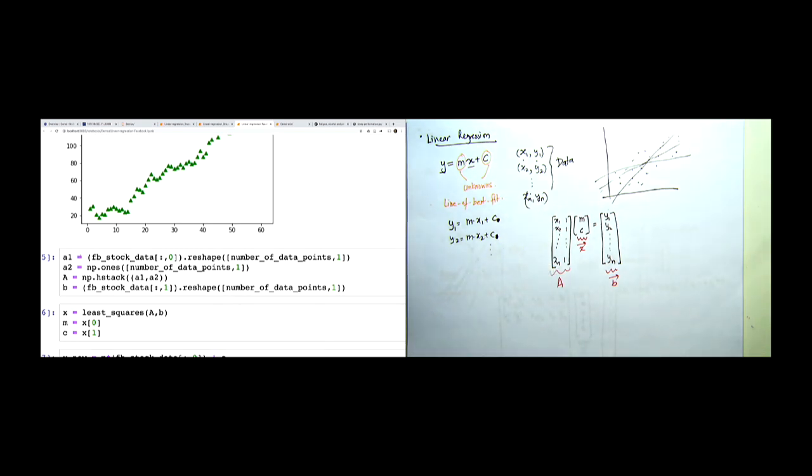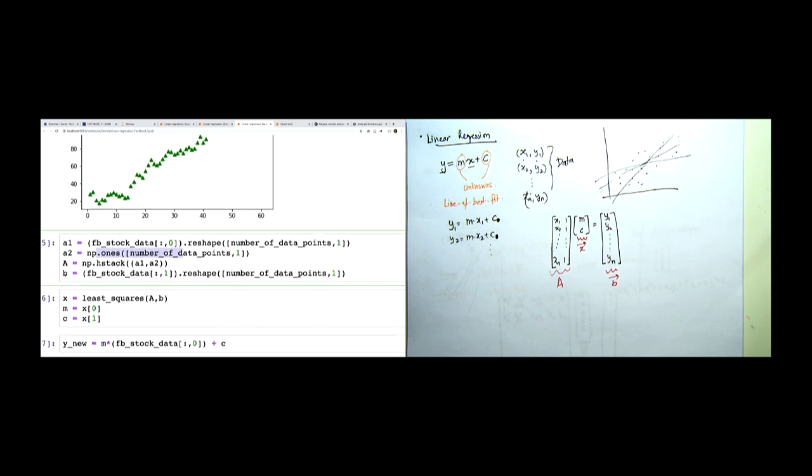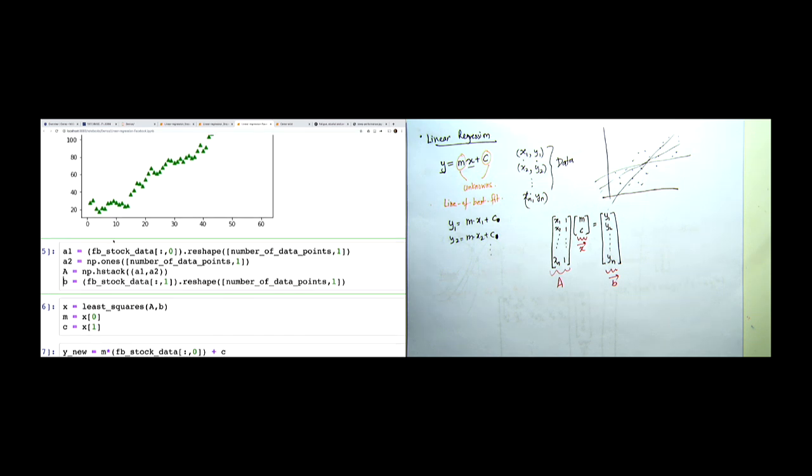And this is just the time of when I am looking at the data. The second column is just a column of ones, because that's how we have set it up for a line. And the b vector is actually the stock price on that particular date, right? So the x is the date, the b vector is the stock price, just given our equations. Does everyone see how this is exactly mapping to those equations?